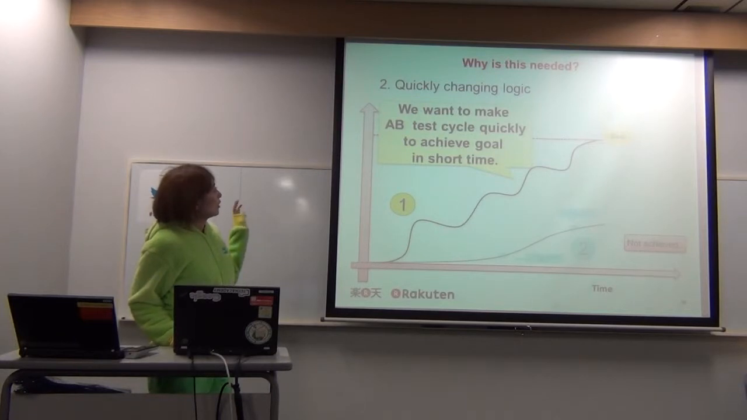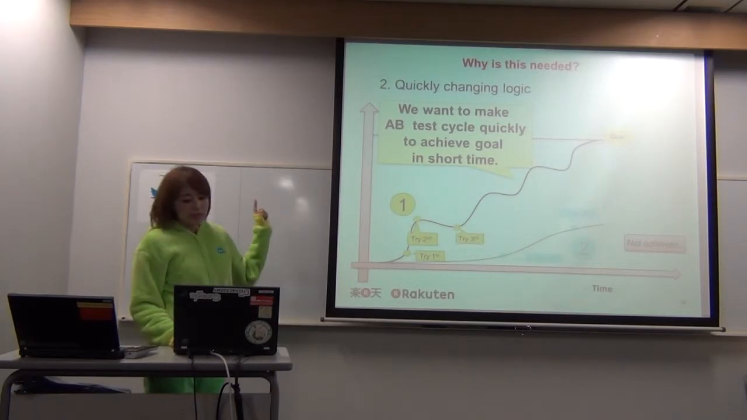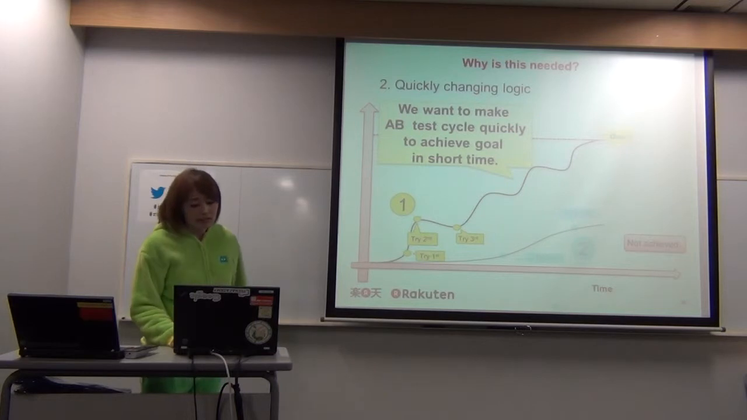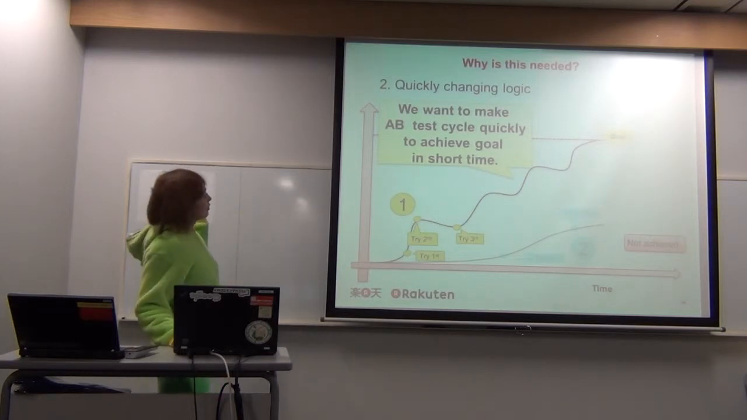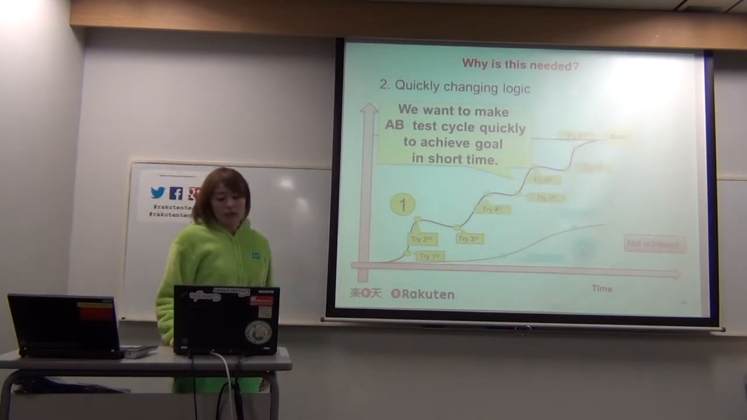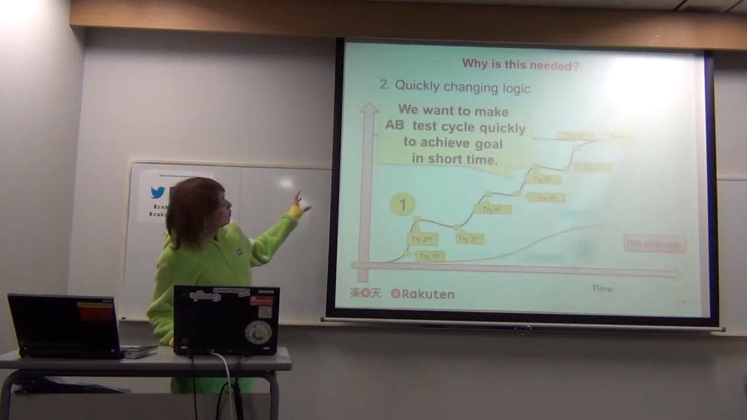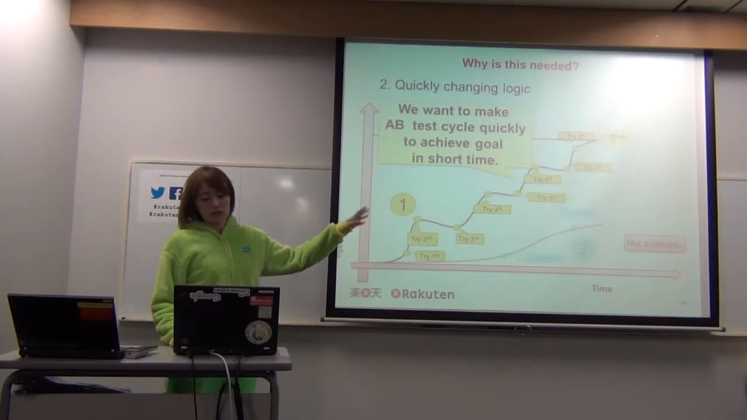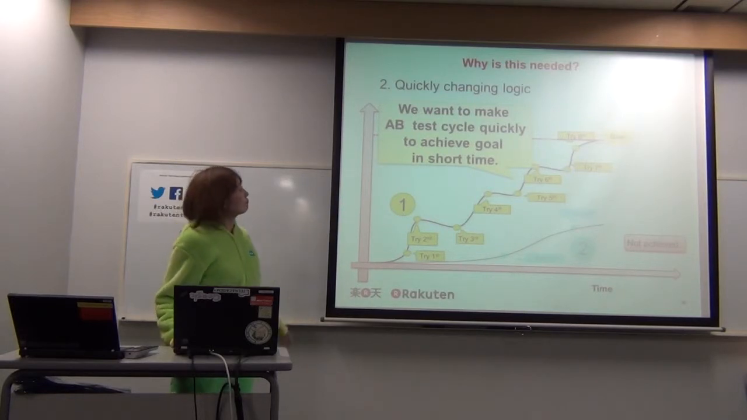And the second wish is quickly changing logic. We want to make the everyday cycle quick to achieve the goal. First try, second try, third try. To grow accuracy to needs, we have to repeat, and if the trial period is short, we can achieve the goal in a short period. But if the trial time is long, we can't achieve it in the same time.